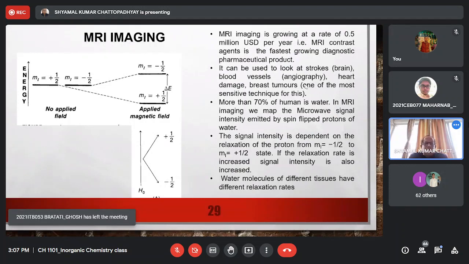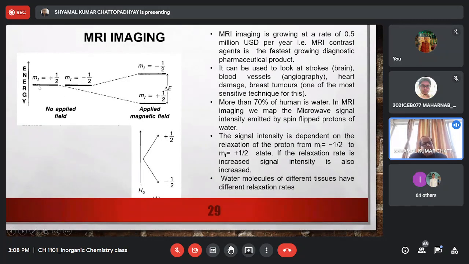Now what is the theory of MRI imaging? The theory is not very difficult. We know that in a hydrogen atom there is only one proton, and this proton can have plus half spin or minus half spin. When it is plus half, it is aligned along the external magnetic field. When it is minus half, it is aligned opposite to the magnetic field, right? So these are the orientations of the two, plus half and minus half spins, with respect to an external magnetic field.